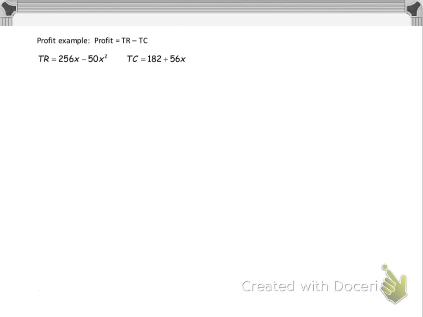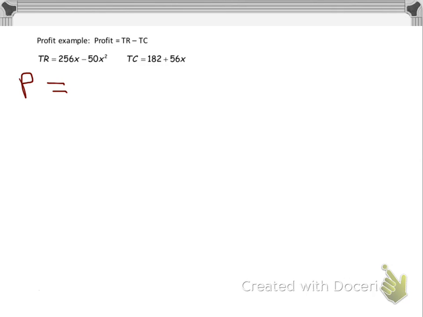Okay, so here's a profit example. I've given you total revenue and I've given you total cost. You've got to remember that profit is just total revenue minus total cost. I'm going to clean things up a little bit. It's going to take me 2 steps. I'm going to do it in 1 step.